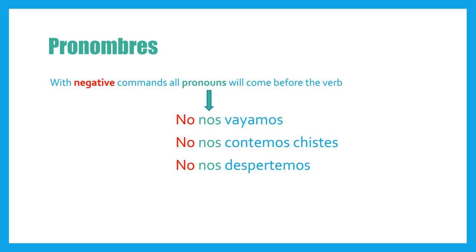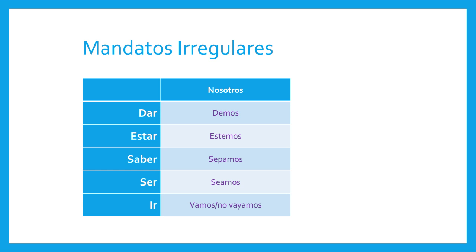With negative commands, all pronouns will come before the verb. So this is the same rule that we learned with formal and informal commands. It's exactly the same with nosotros, no slight exceptions or anything. So no nos vayamos, let's not go. No nos contemos chistes, let's not tell each other jokes. No nos despertemos, let's not wake ourselves up early. And so this one's really easy, really straightforward. Whenever you see the no, then the pronouns need to come right after that. So between the no and the verb is where your pronouns go.